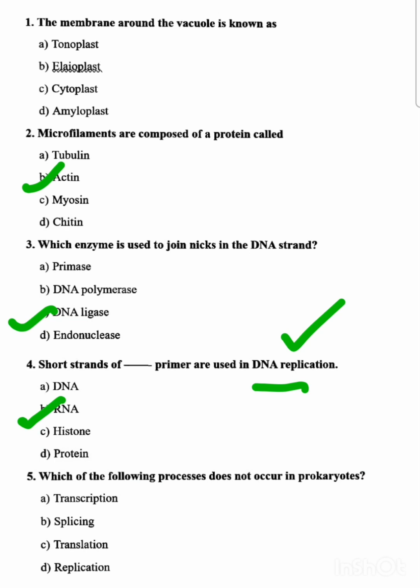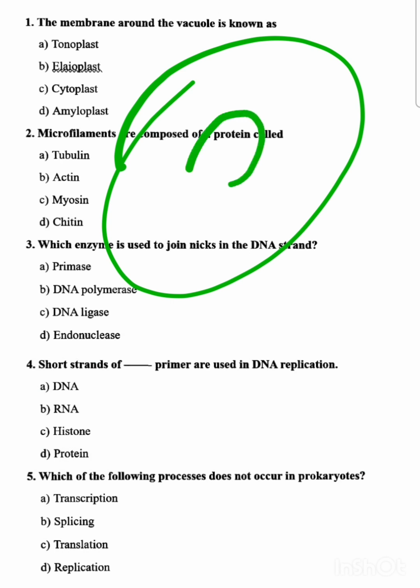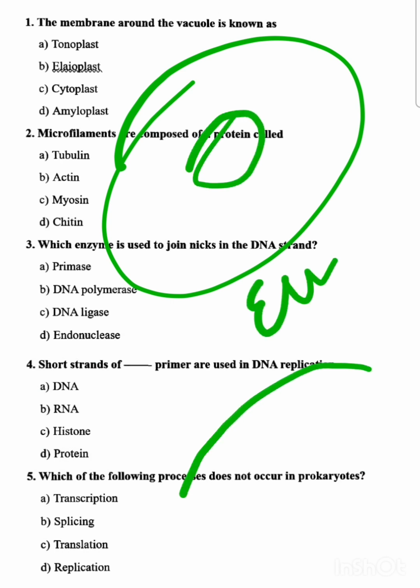So transcription and translation occur in prokaryotes, and both the processes of transcription and translation in prokaryotes occur in the cytoplasm. Eukaryotes have a cell and a nucleus, but prokaryotes have only the cytoplasm, and they lack a true nucleus. They do not have any nucleus.